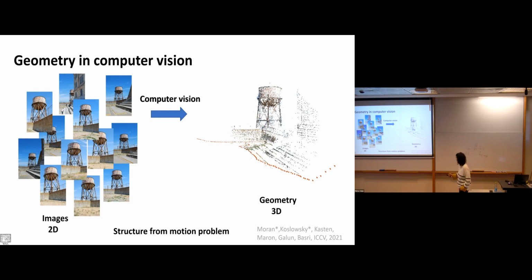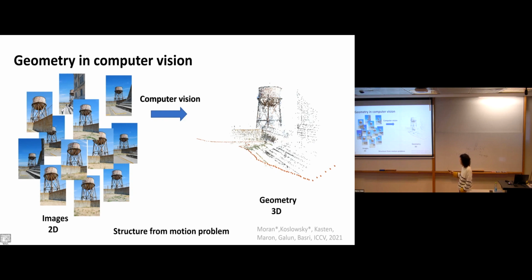This is a result from one of our papers two years ago, using a deep neural network to solve this problem. And this is the computer vision problem, going from 2D to 3D.